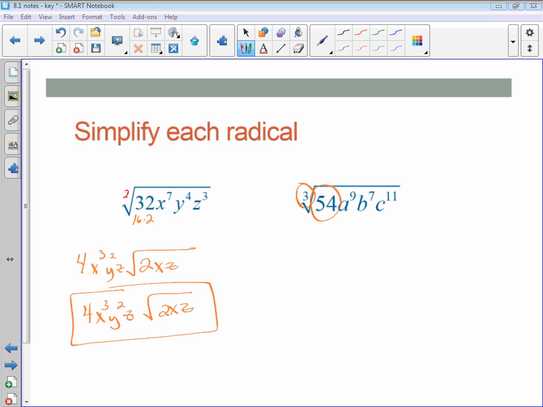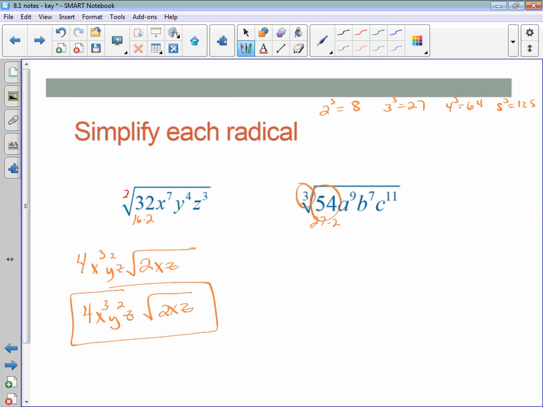Are you struggling on the 54? Yeah. Do you guys know your perfect cubes? Yes, 27 and 2. Very good. So if you forget, make a list. Think, okay, 2 cubed, that's 8. 3 cubed, that's 27. 4 cubed, that's 64. 5 cubed, 125. I usually don't ask you anything bigger than 5 cubed, okay? So of those, which one is 54 divisible by? 27. 27 times 2, right? So what is the cube root of 27?